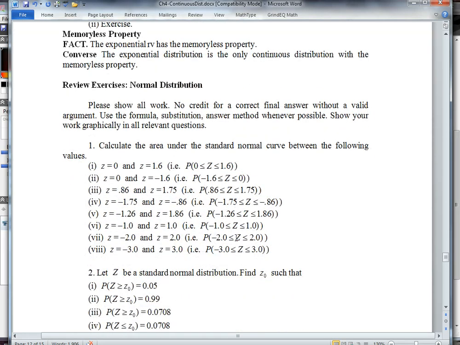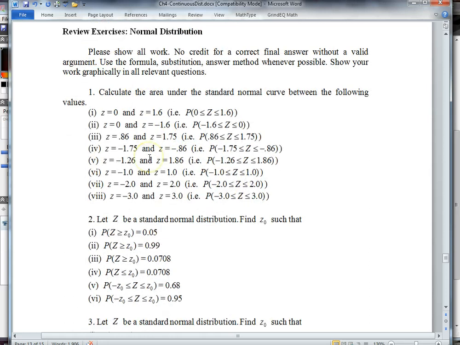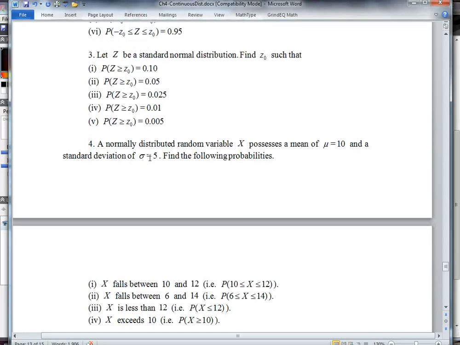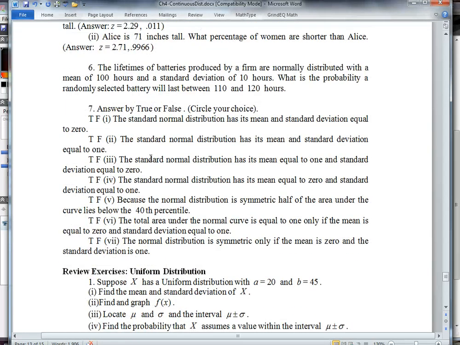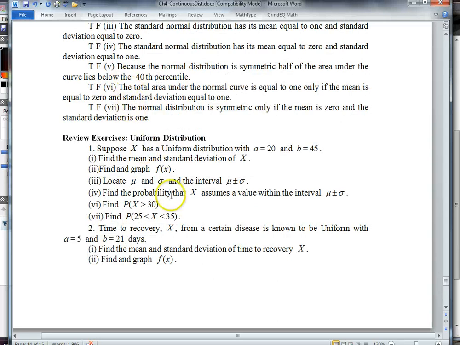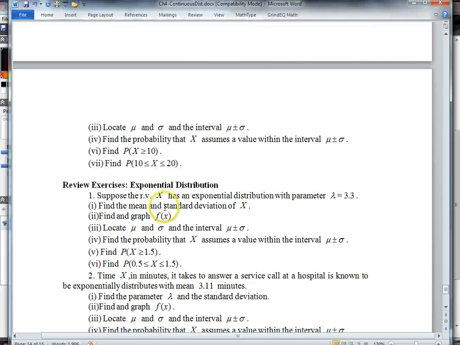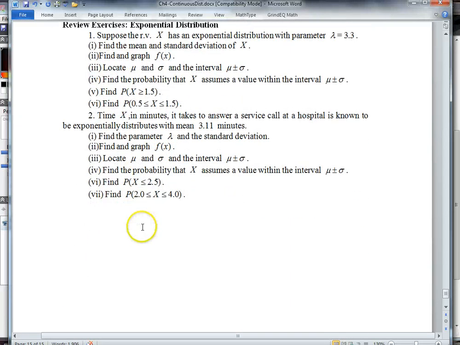So there are a few exercises suggested for you to review in addition to other problems you may have, especially the ones on the uniform and the exponential, which you really should do.